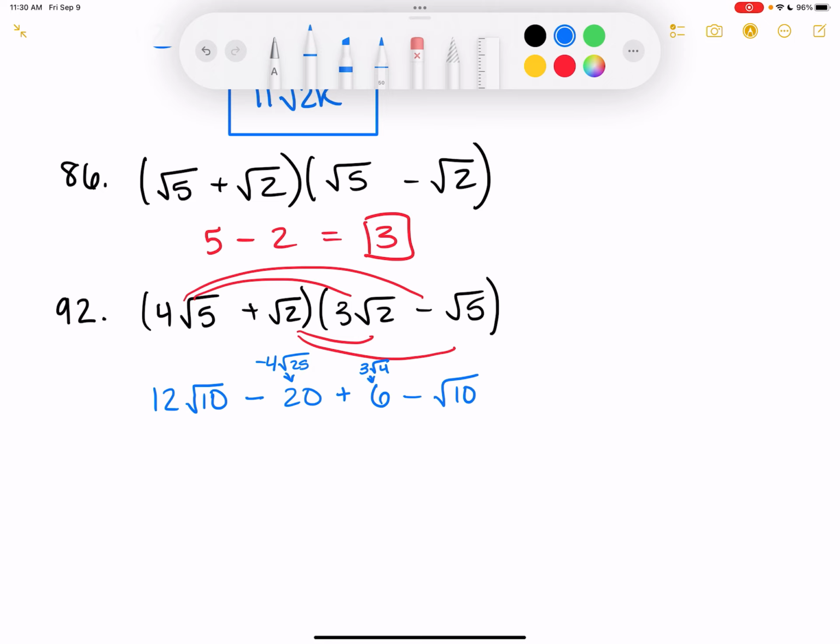And then now what can we do? So would it be 11 square root of 10? Yes.